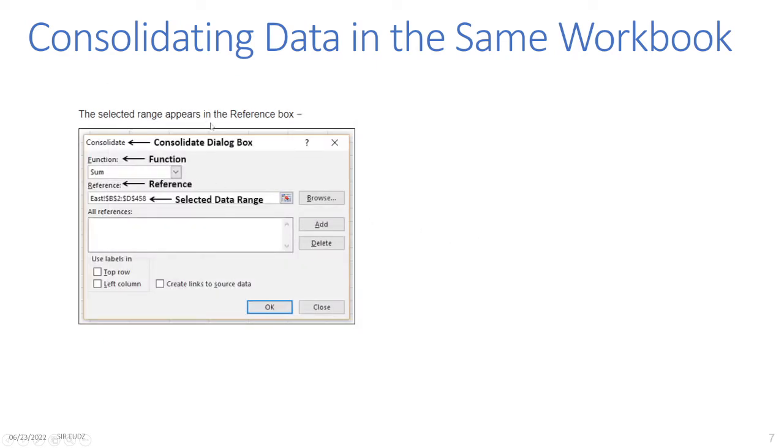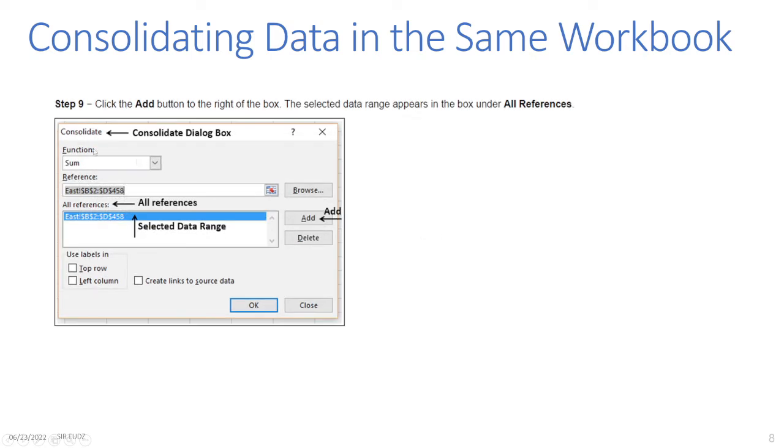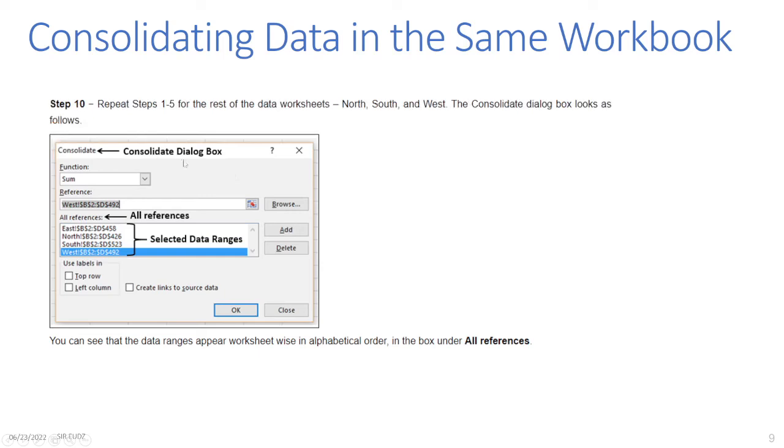The selected range appears in the reference box. So this is the reference box. So this is for the East. Click the Add button. So click the Add button to the right of the box. The selected data range appears in the box under All References. Repeat steps 1 to 5 for the rest of the data worksheets, so North, South, and West. The Consolidate dialog box looks as follows. So we have here the East, North, South, and West.